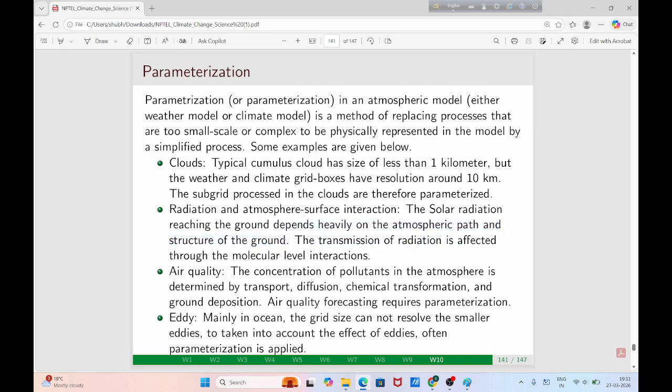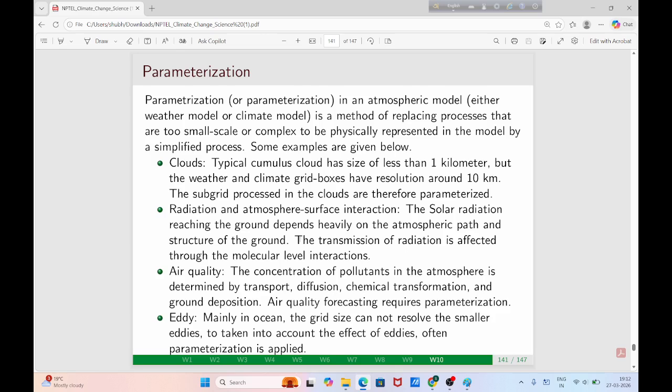If the ground is flat, then it will get the solar radiation at some particular angle. If it is curvy or rugged, then the solar insolation will have some other value. These things should also be taken into account, but we cannot exactly resolve all of these processes, for example, the details of the atmosphere or the details of the terrain. That's why the radiation that reaches the ground is also parameterized.